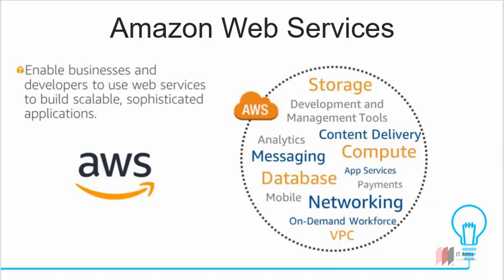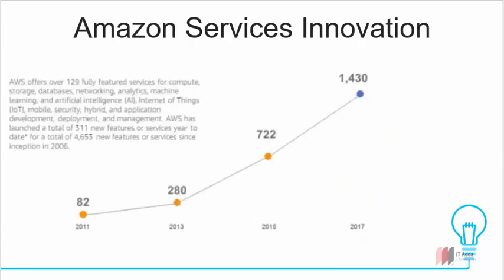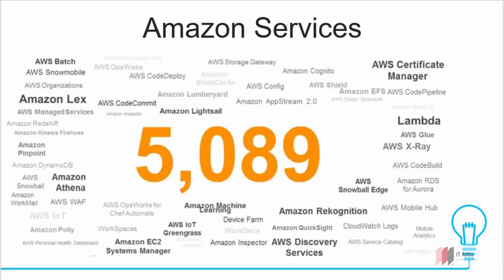Amazon Web Services, also abbreviated to AWS, is a collection of remote computing services called web services. These web services make up a cloud computing platform offered via the Internet. We deliver web-based cloud services for storage, computing, networking, databases, and more. The AWS mission is to enable businesses and developers to use web services to build scalable, sophisticated applications. Web services is another name for what people now call the cloud.